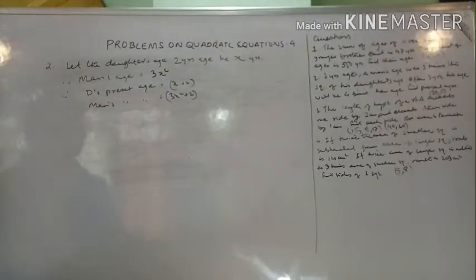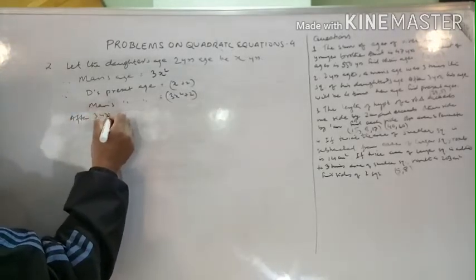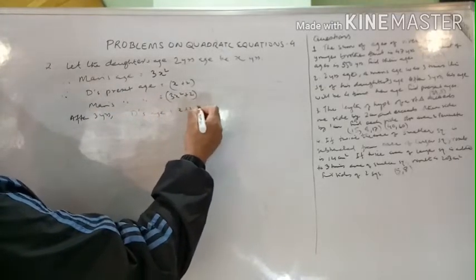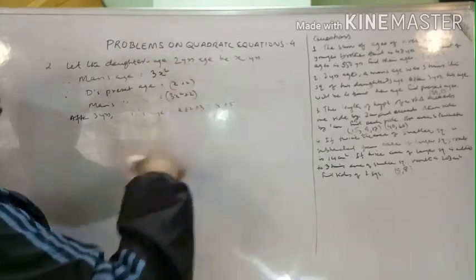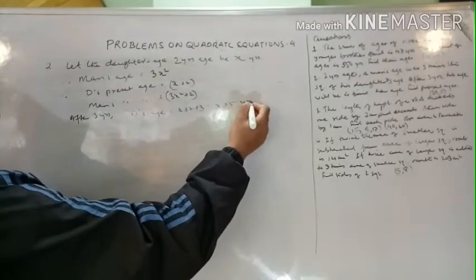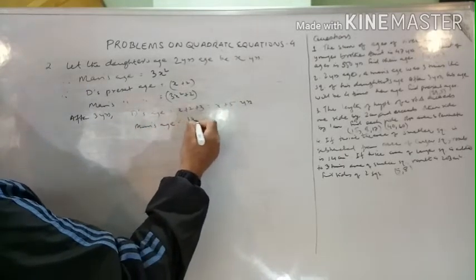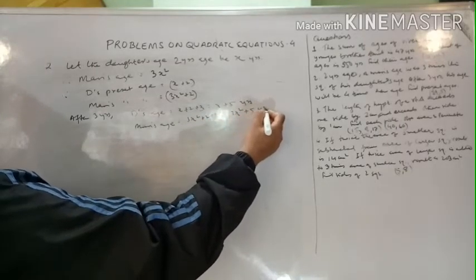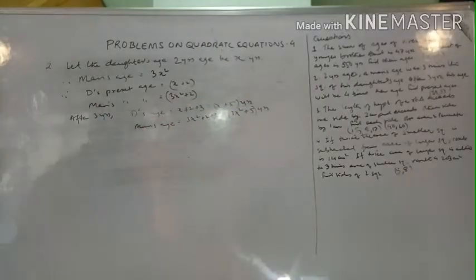Now after 3 years, the daughter's age will be x plus 2 plus 3, that is x plus 5, because at present it is x plus 2, so after 3 years it will be 3 more. And the man's age will be 3x square plus 2 plus 3, that is 3x square plus 5 years, because after 3 years his age will be 3 years more.